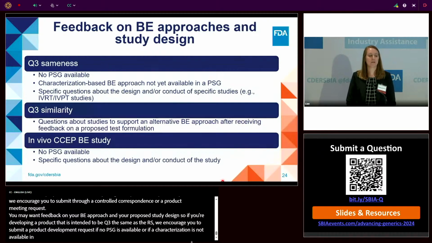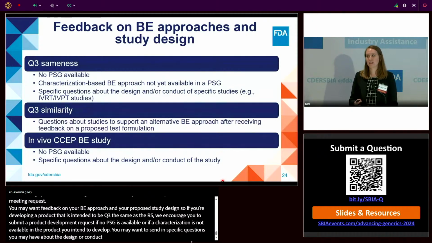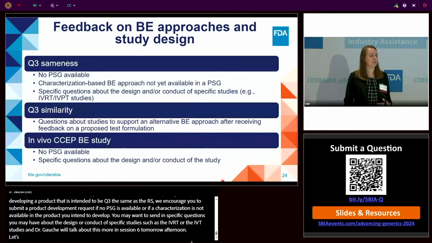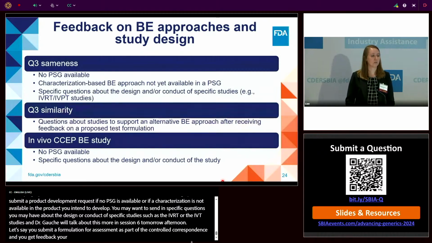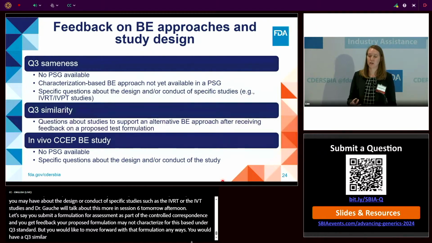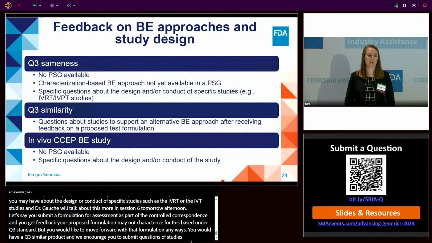You may also want to send in specific questions that you may have about the design or conduct of specific studies, such as the IVRT or IVPT studies. And Dr. Ghosh will be discussing these studies in more detail in session 6 tomorrow afternoon. Now, let's say you submitted a formulation for assessment as part of a controlled correspondence, and you get feedback that your proposed formulation may not qualify for a characterization-based bioequivalence approach under the Q3 sameness standard. But you would like to move forward with that formulation anyways. Then you may have a Q3 similar product, and we encourage you to submit questions about the studies that may be used to support this alternative approach in a product development meeting request.